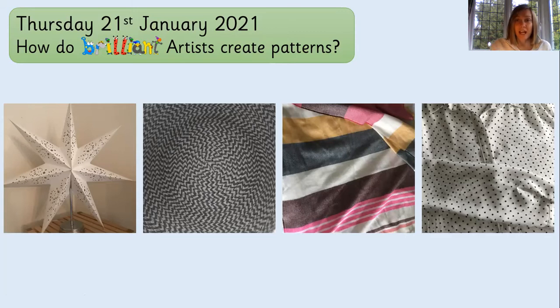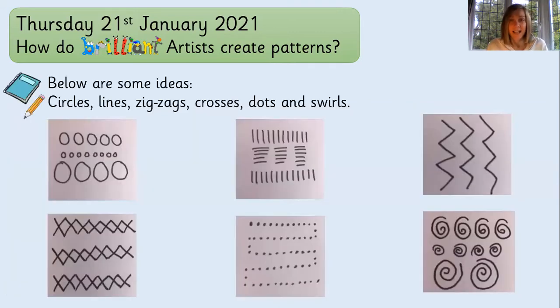So your challenge for today as brilliant artists is to make a pattern poster. So I have shown lots of different patterns that I've explored around the house, and I have made little pictures for you. So you could have a go at making a pattern poster with circles, and think about the size as well, Year One. Are you going to do huge circles or are they going to be tiny circles? We've got lines, and think about the direction of your lines. Could they go up and down or side to side?